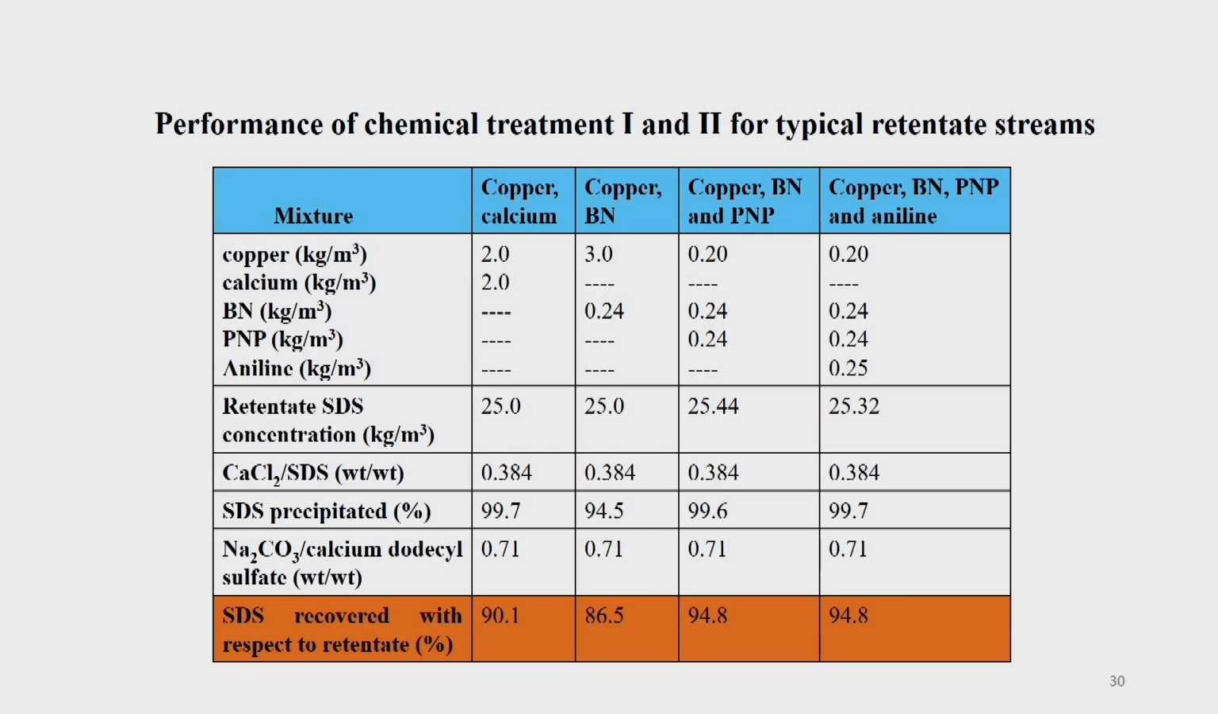Okay. So, in tabular form this shows how much SDS will be recovered for copper, or copper with beta naphthol, or copper with beta naphthol and paranitrophenol mixtures, or copper with beta naphthol, paranitrophenol and aniline. In all the cases we have seen that the overall SDS recovery ranges from 87 to 95%. That is huge, and as we know the cost of SDS is very high, so whatever we recover will be used for the next process, and it will improve the economy of the micellar-enhanced ultrafiltration process.